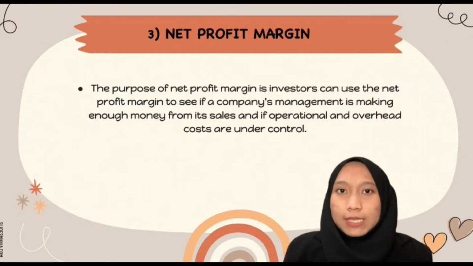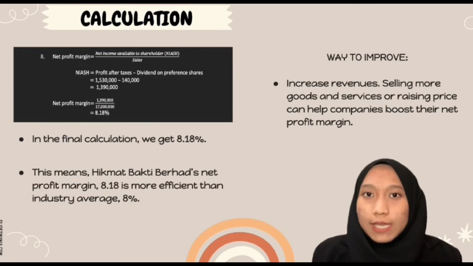The purpose of net profit margin is that investors can use it to see if a company's management is making enough money from its sales and if operational and overhead costs are under control. In the final calculation, we get 8.18%. This means Hikmat Bati Berhad's net profit margin, 8.18%, is more efficient than the industry average, 8%. The way to improve the net profit margin is to increase revenues. Selling more goods and services or raising prices can help companies boost their net profit margin.